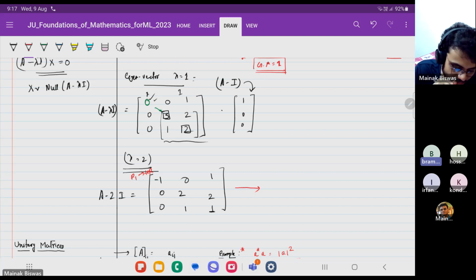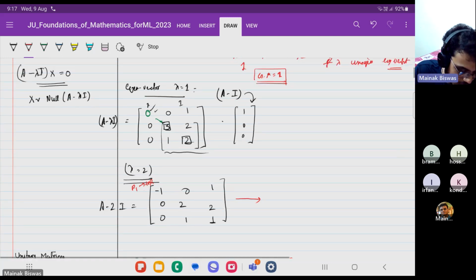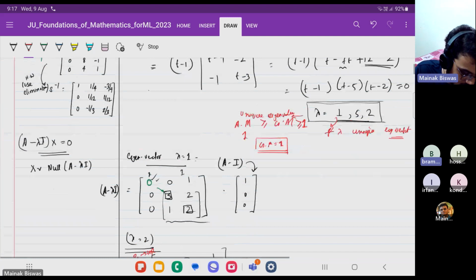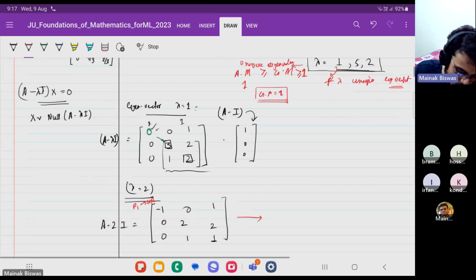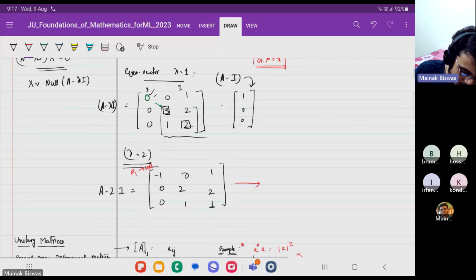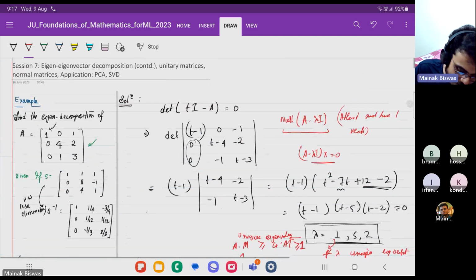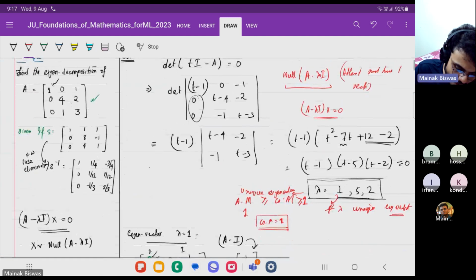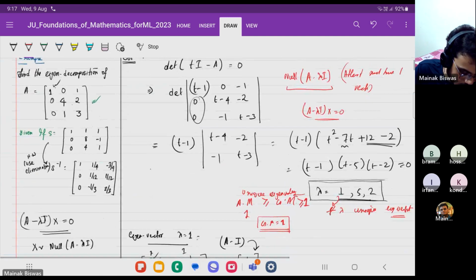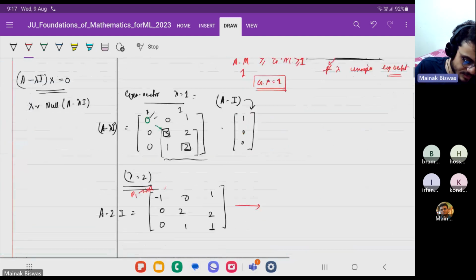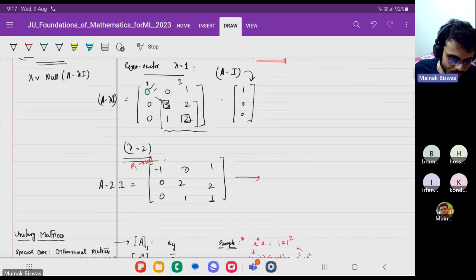1, -1, 1 will do it. Is it? 1, -1, 1. Yes, I think so, it will do it. But have we calculated it correctly then? Just check once. Yeah, so it's correct. So 1, -1, 1 will do it.